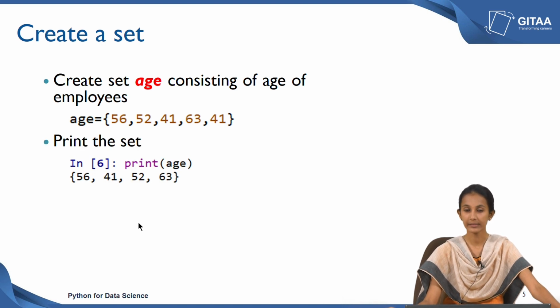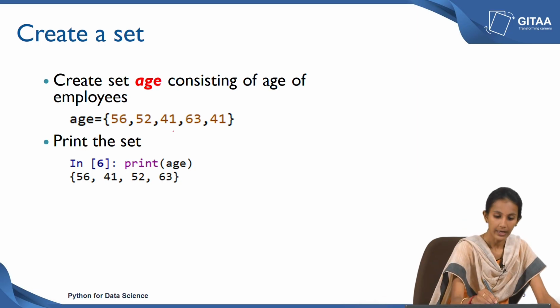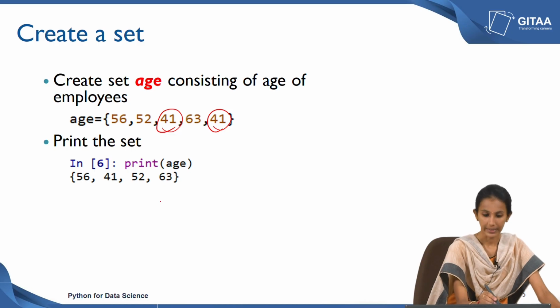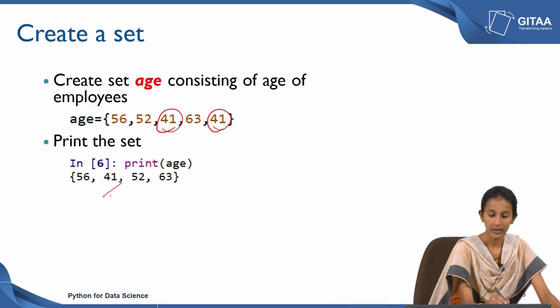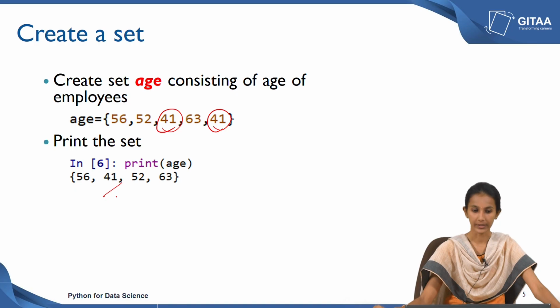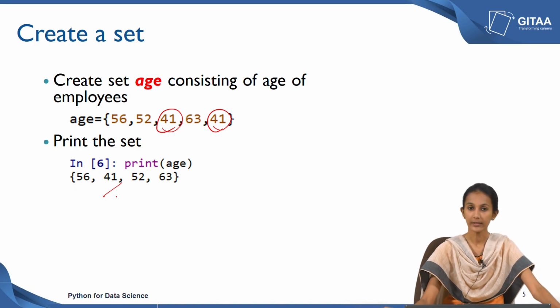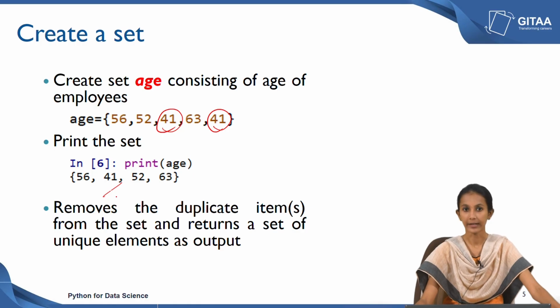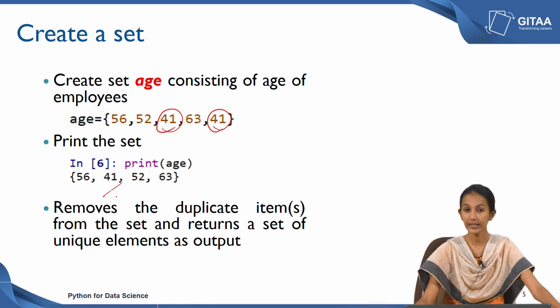When you print the set age, we already had 41 twice, but now only one value will be printed because a set does not hold duplicate items. Every element is unique in the set. It removes the duplicate items and returns unique elements as the output.